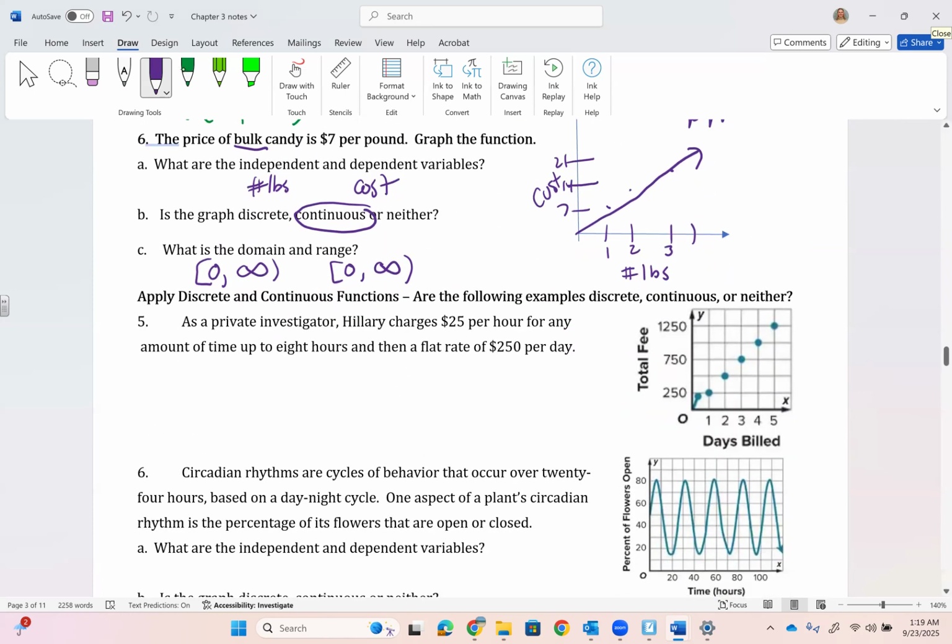I'm about showing you some shortcuts if you can grab them. The next one says, what's going on here? Notice there's a connected part and then discrete. It's not overall discrete because there's a connected part as well. So this right here is going to be neither. Notice it increases in cost, and then after that point, it's a specific rate. So the independent variable would be how many days, and the dependent would be the cost.